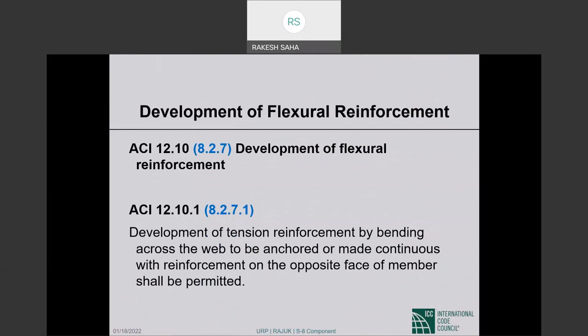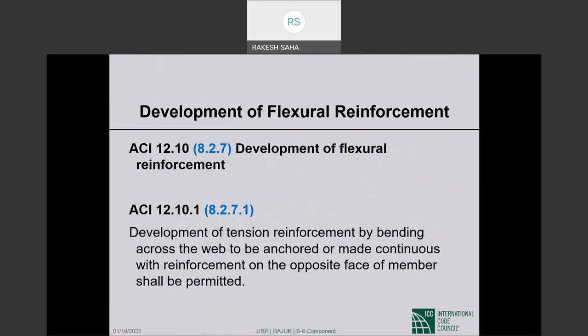Okay. Now it's a different topic, development of flexural reinforcement. If we are going to take a 5-minute break, I think this is a logical point. So let us take exactly 5 minutes. It is 17 after by my watch. So we'll come back at 22 after and continue.